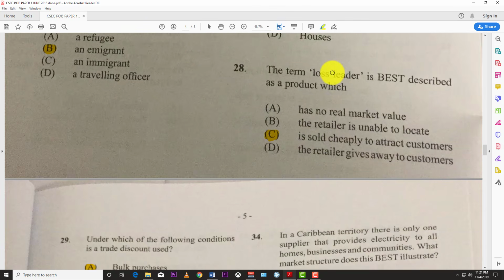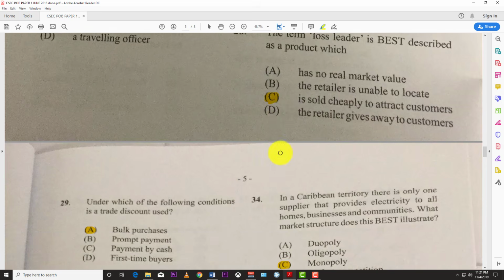28, which the term loss leader best describes a product which, and the best answer here is sold cheaply to attract customers. So you put a product up, they sell it at a loss, or you sell it cheaply to attract customers to buy more lucrative products. People do it all the time in businesses. You put the cheap stuff up front, sell it for cheap, lure them in, and then they get charged for the more high-end stuff.